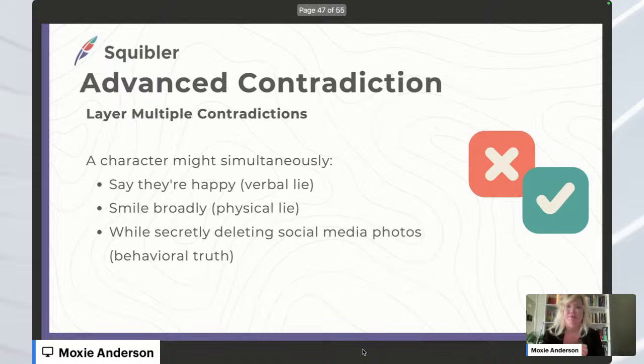So some ways to use this contradiction is to layer multiple contradictions. A character might simultaneously say how they feel. That's going to be their verbal lie. They might smile, which is a physical lie. But inside, they might be secretly doing something that is completely telling the truth about what they feel. Like someone who is happy and smiling, but they are deleting social media photos that make them angry.